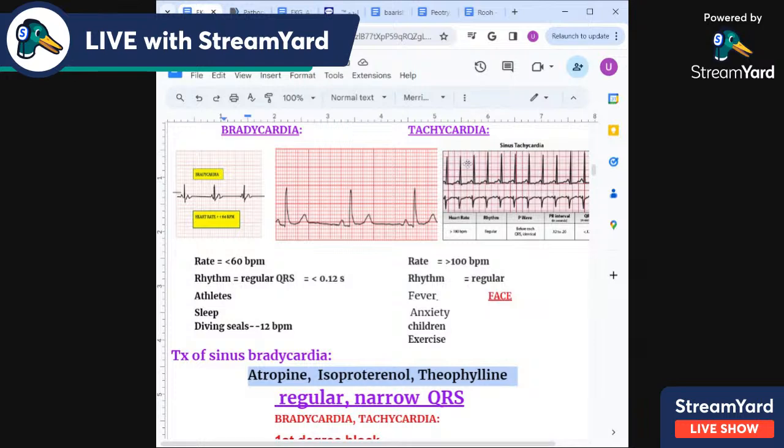Whereas physiological tachycardia, see here, this one on the right, sinus tachycardia: the rate is more than 100, the rhythm is regular, and the QRS is narrow here. This physiological tachycardia occurs in fever. The mnemonic is FACE: F for fever, A for anxiety, C for children, and E for exercise. So these are the causes of physiological tachycardia.